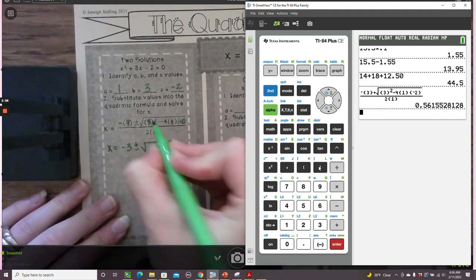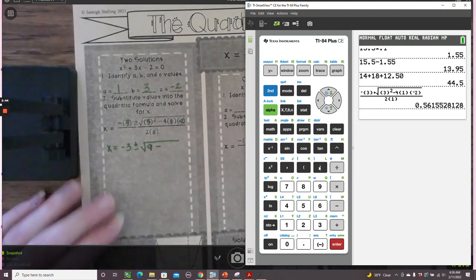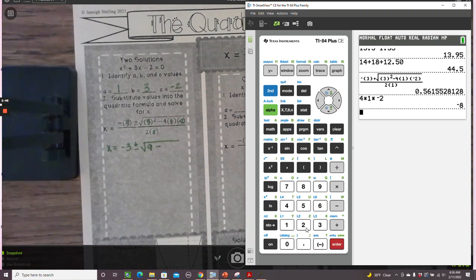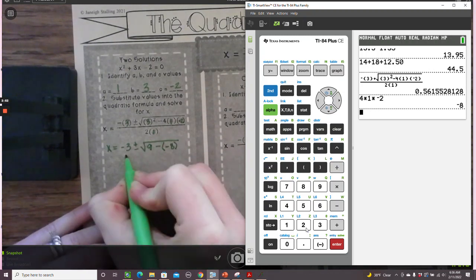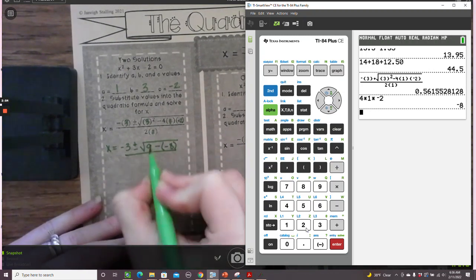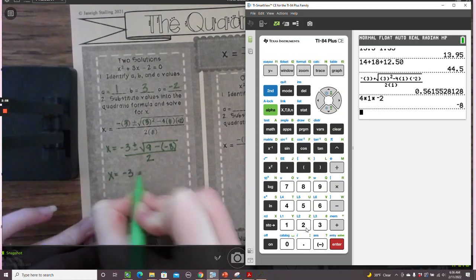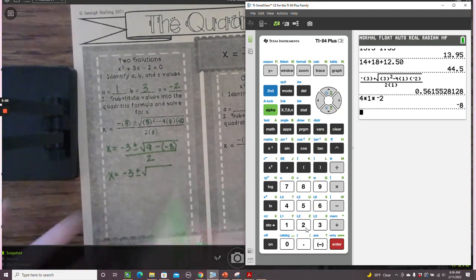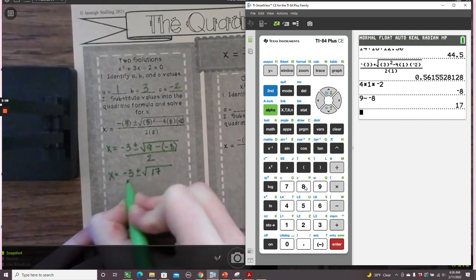So 3 squared is 9 minus, and then I'm going to multiply these 3 pieces, the 4 times 1 times negative 2. And I get a negative 8. And then all of that is over 2 times 1, which is 2. And then x equals negative 3 plus or minus the square root of 9 minus a negative 8, which gives me a 17, over 2.